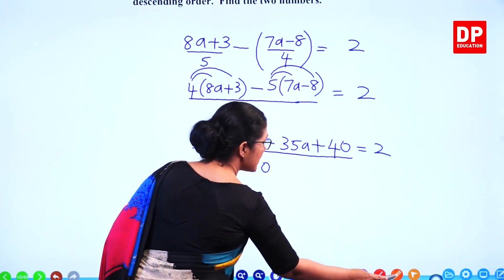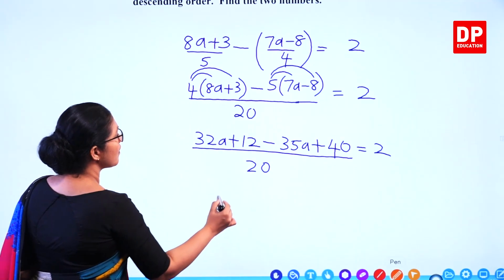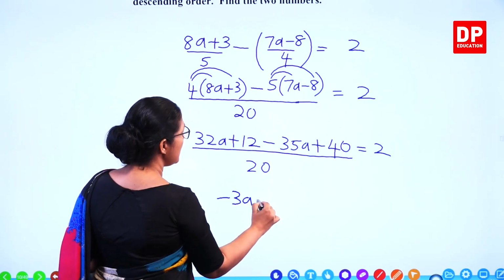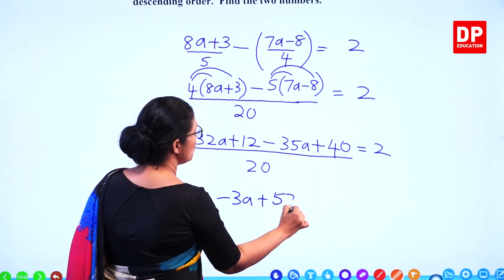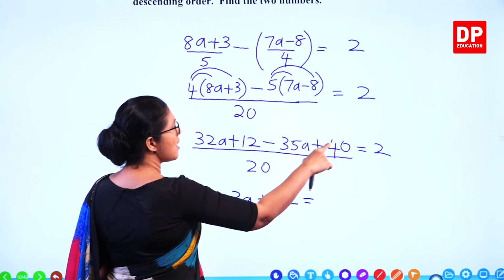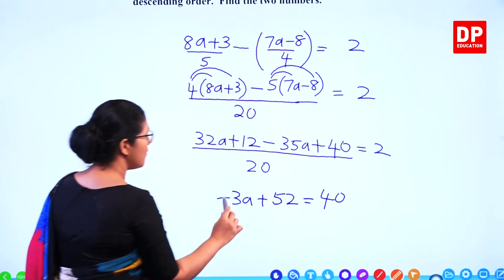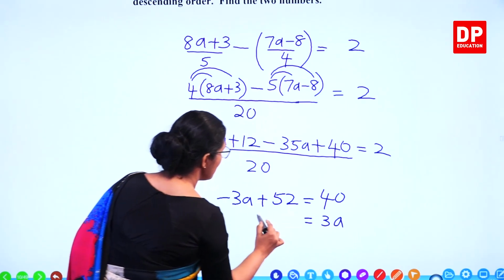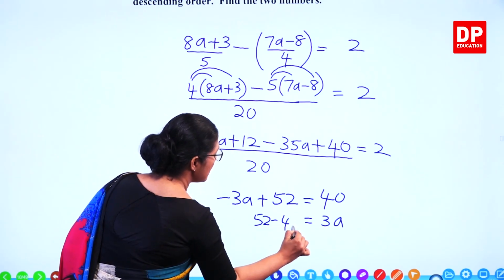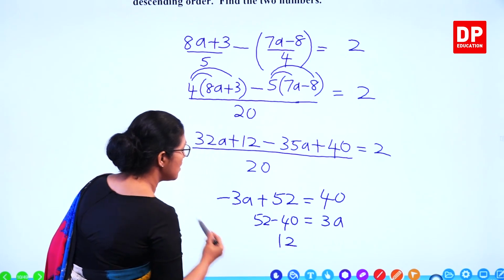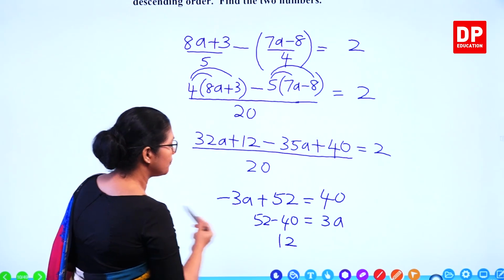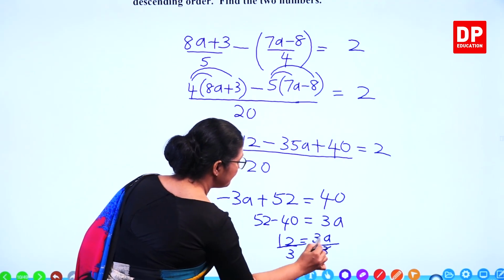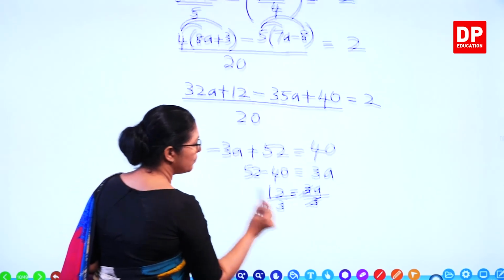32 minus 35, you get minus 3a. 12 and 40, you get 52. And here 20 times 2, 40. We'll take minus 3a to the other side. 3a becomes 52 minus 40. You get 12. Is 3a. Divide by 3. A becomes 4.